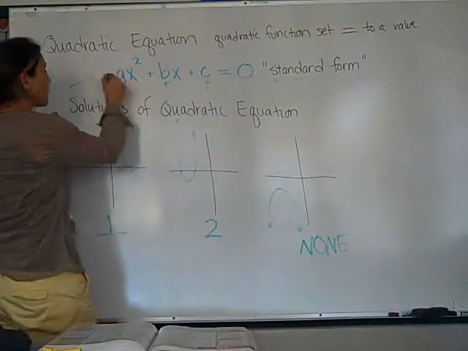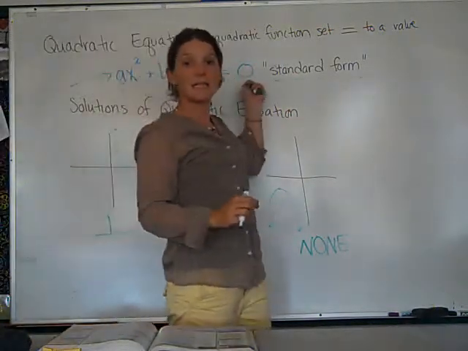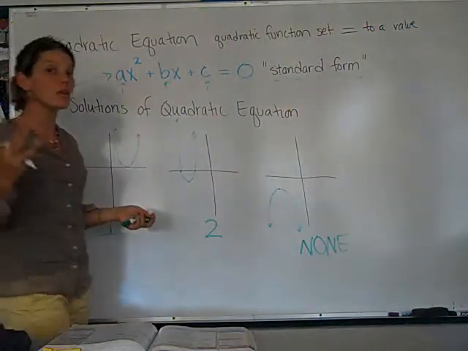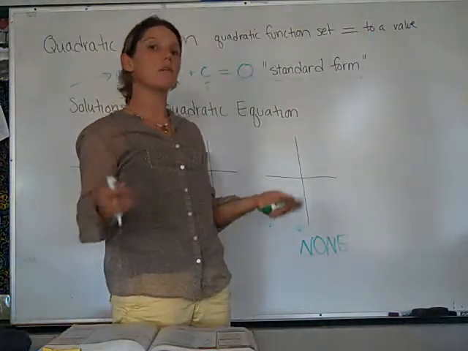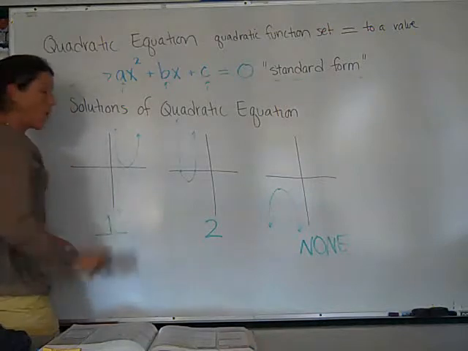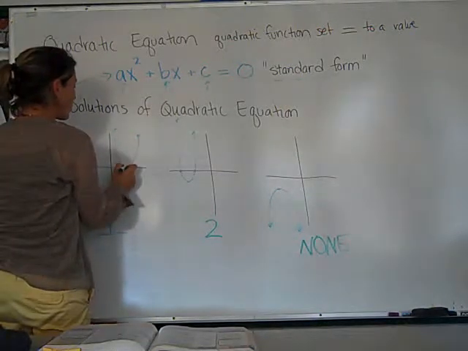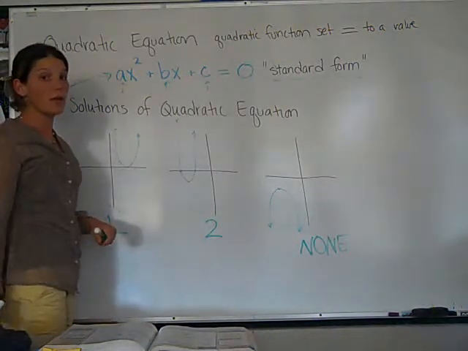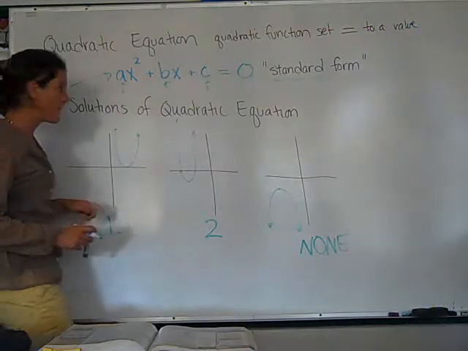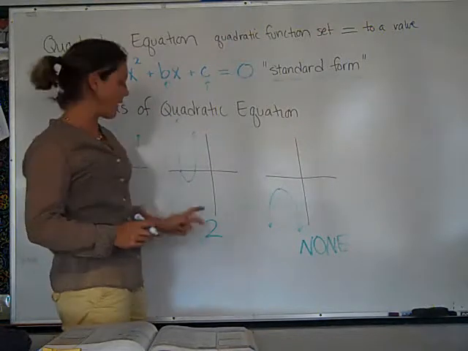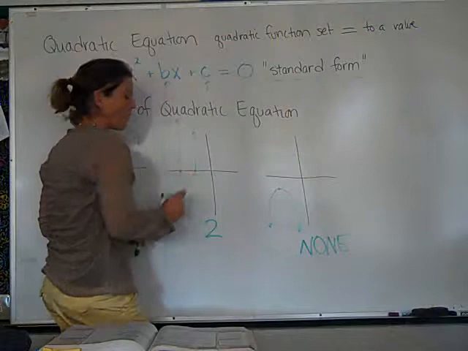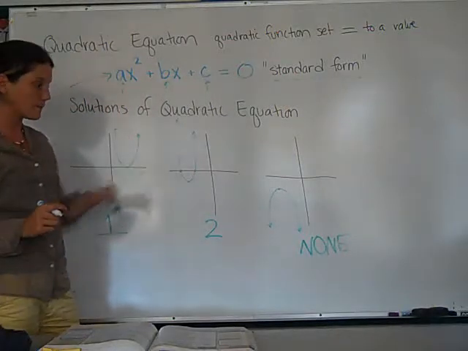So we can solve these types of equations when we have an equal sign and it is set to some value. We can start off by knowing that we're going to have 3 possible solutions to any quadratic equation. We're either going to have one solution, and that's where one point, your vertex of your quadratic, is actually on the x-axis. Another possibility is 2 solutions, where the arms of your parabola cross the x-axis.